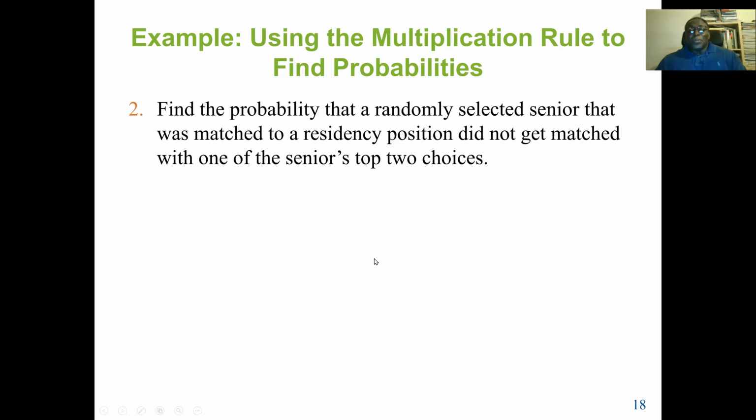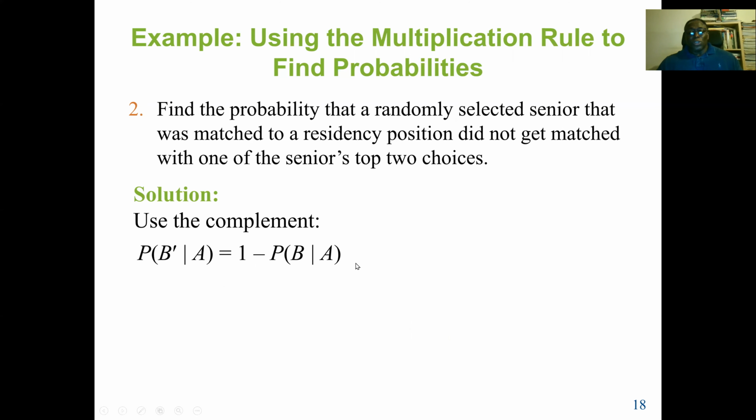So next, find the probability that a randomly selected senior that was matched to a residence position did not get matched with one of the senior's top two choices. So here we use the complement first. Probability of B complement given A will be 1 minus probability of B given A. And we know probability of B given A is given to be 74% or 0.74. So we get 1 minus 0.74.